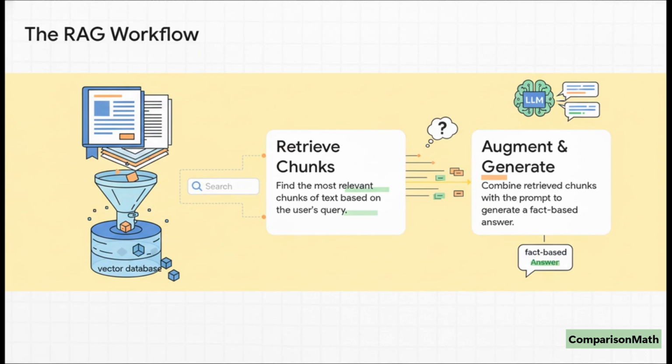Then, when a user asks a question, the system retrieves the most relevant chunks of text. Finally, it bundles those chunks together with the original question and hands it all to the LLM. It's like saying, hey, answer this question, but only use the information I'm giving you right here.